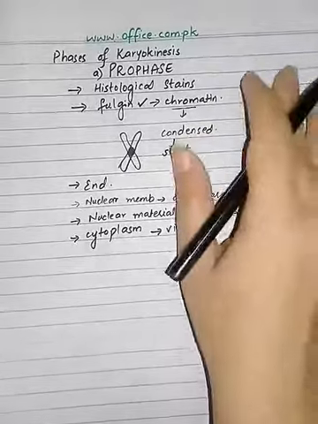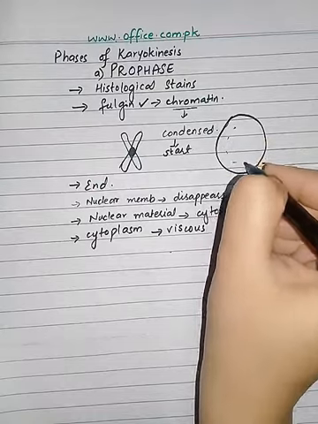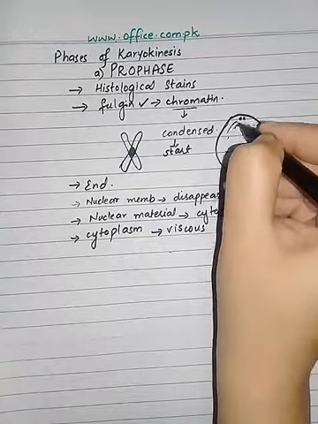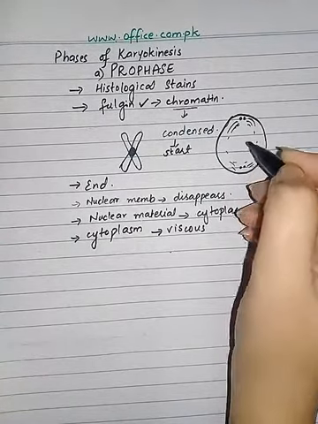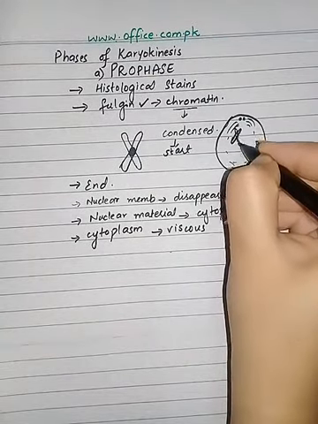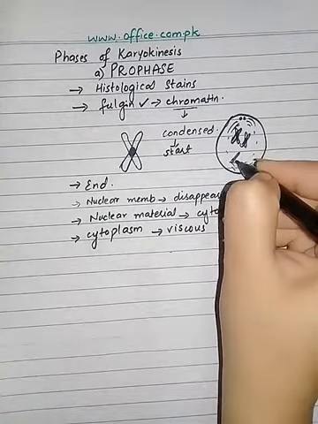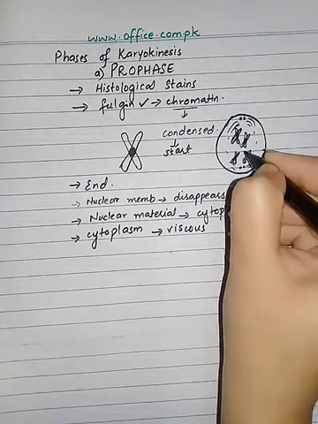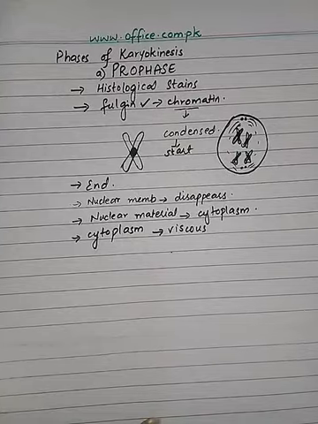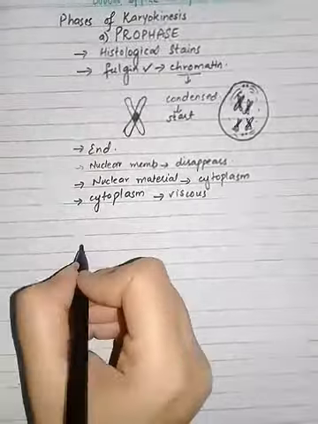Now if we see it with the help of a diagram, the nuclear membrane has disappeared. These are the centrioles. The spindle fibers or the mitotic apparatus is organizing itself. The chromosomes are condensed, and we can easily see the sister chromatids. So this is what happens in prophase. Now let us talk about the next phase, which is metaphase.